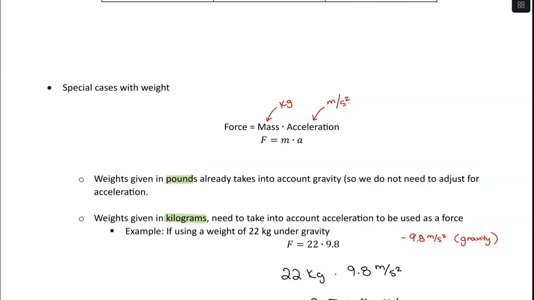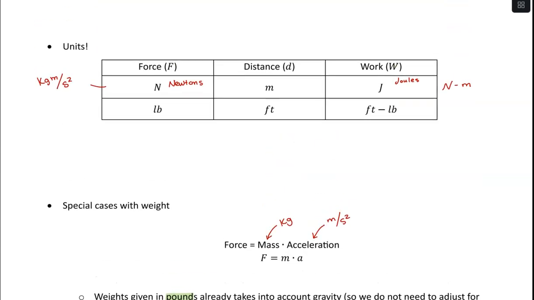All to say, when we're given something just in kilograms, we need to make an adjustment by multiplying by acceleration, which will often come from gravity. But if we're given something in pounds, we're all good to go because gravity has been taken into account, and we can go ahead and calculate work directly.